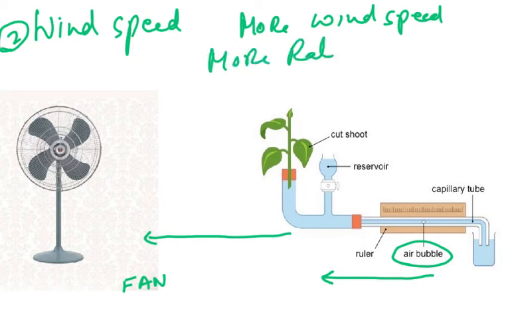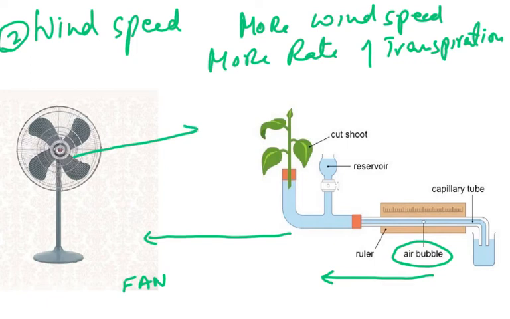Why will it be more rate of transpiration? Any answers? No, I'm not getting any answers. Everybody is fast asleep. So what will happen is that when there is air movement, the water vapors which have diffused out of the leaf will be carried away.